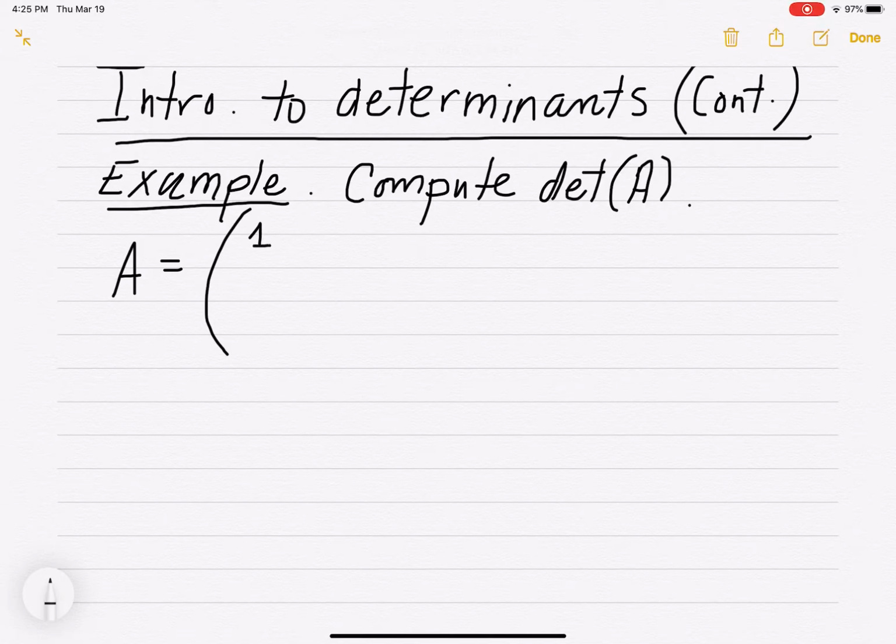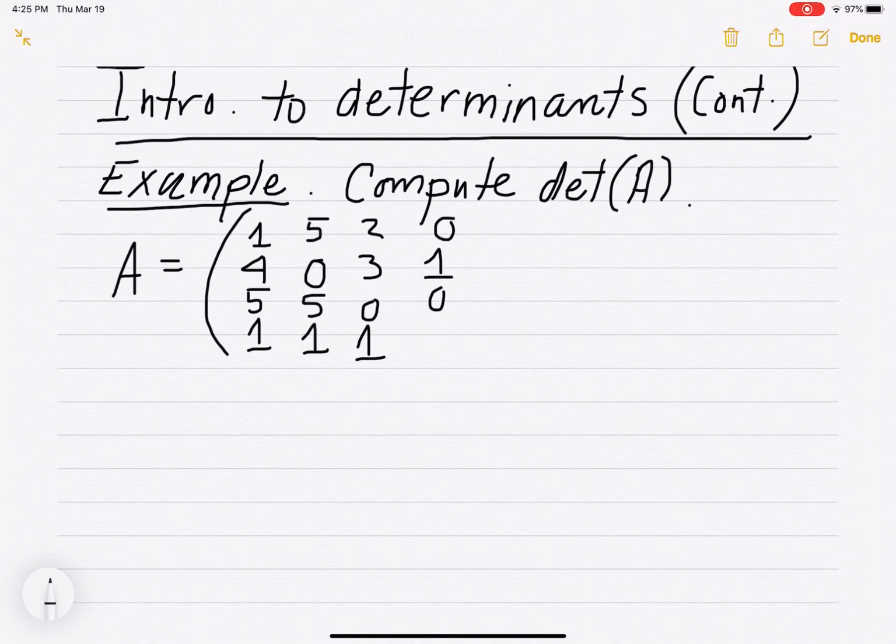1, 4, 5, 1, that's going down the first column. Down the second column, 5, 0, 5, 1. And down the third column, we're going to have what? 2, 3, 0, 1. And down the fourth column, we're going to have 0, 1, 0, 2. So that's my matrix. I want to find the determinant of a 4 by 4.